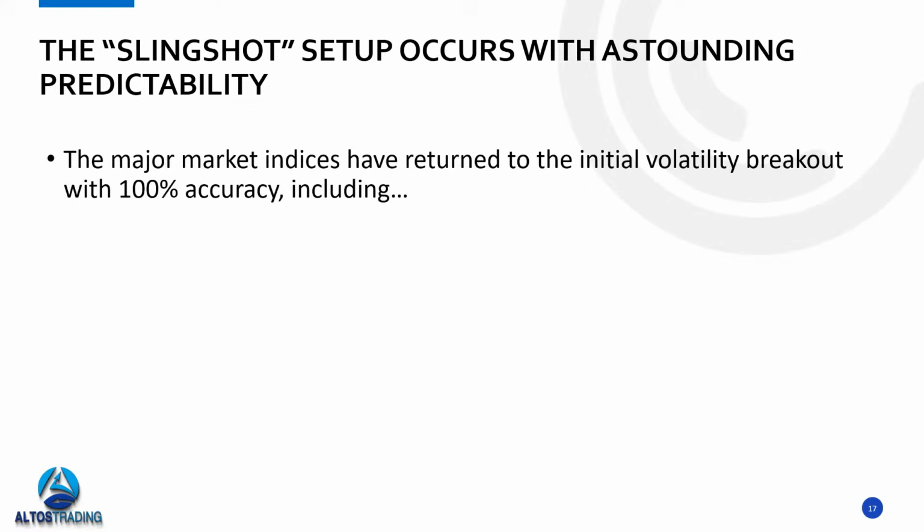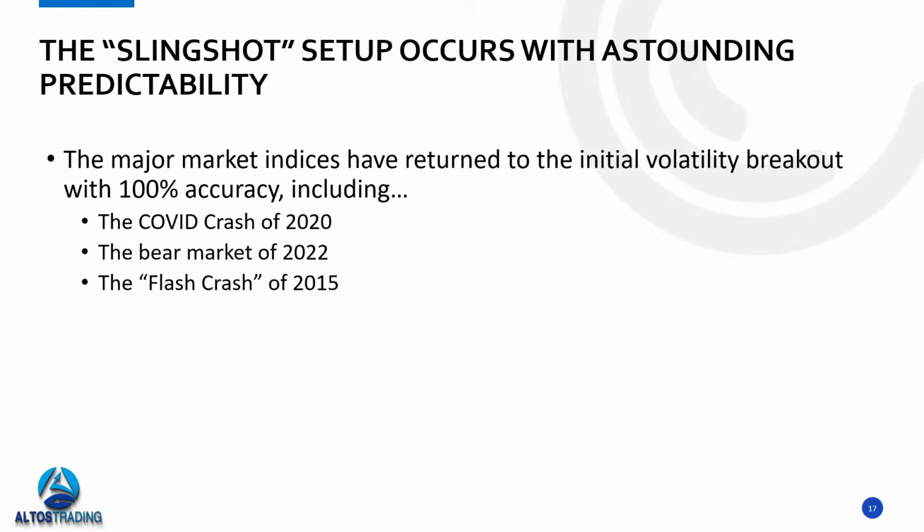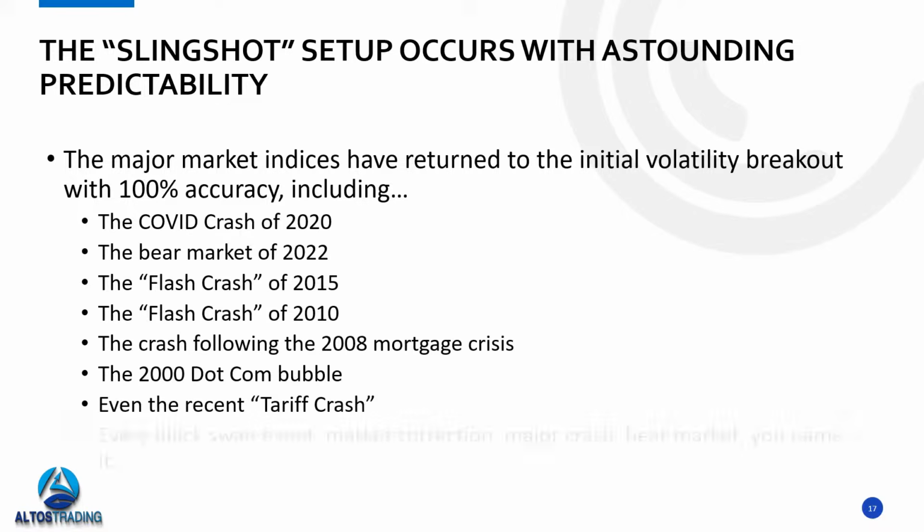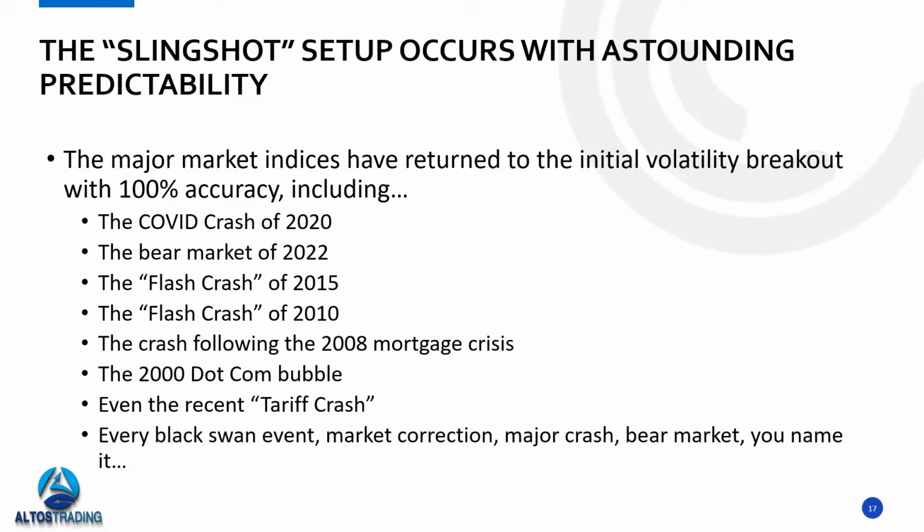Okay, so the major market indices have returned to the initial volatility breakout with 100% accuracy. And I should caveat that because we're in a slingshot right now. So we haven't yet completed this current slingshot. Okay, but we will. It's almost a certainty in my mind. Okay, but that includes the COVID crash of 2020, the bear market of 2022, the flash crash of 2015, the flash crash of 2010, the crash following the 08 mortgage crisis when markets lost over half their value in the second half of the year, the 2000 dot-com bubble, the tariff crash, every black swan event, market correction, major crash, bear market, you name it, this has played out.